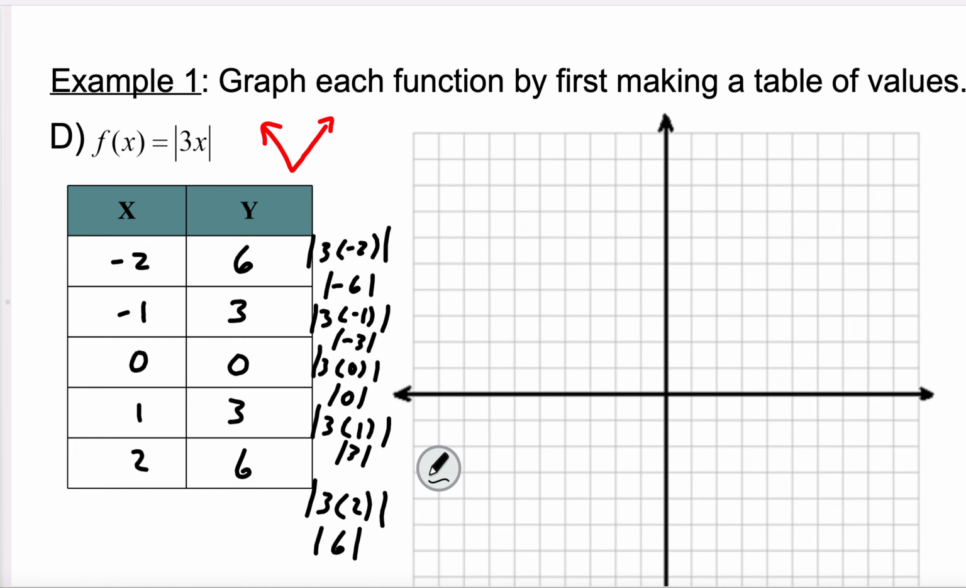Negative 2, 6. 1, 2, 3, 4, 5, 6. Negative 1, 3. 0, 0. 1, 3. 2, 6. Connect your points. Notice when I'm connecting them, we said it was going to look like a V, and there it's looking like a V.